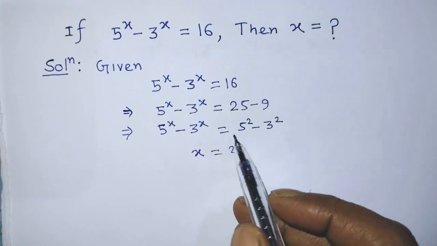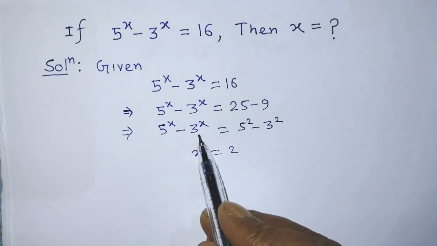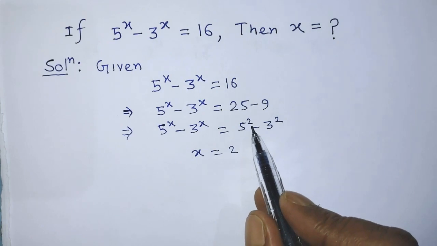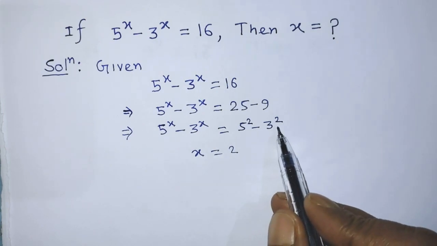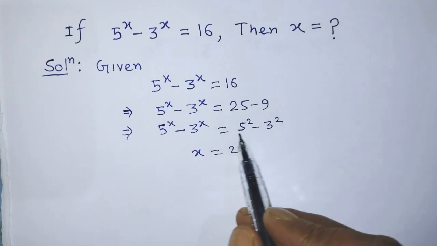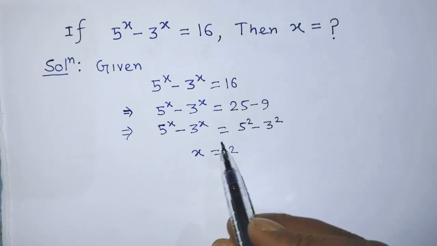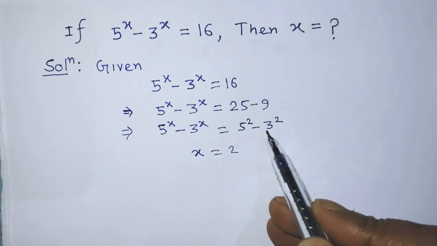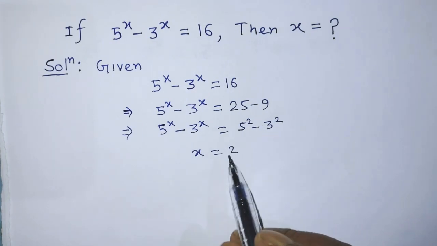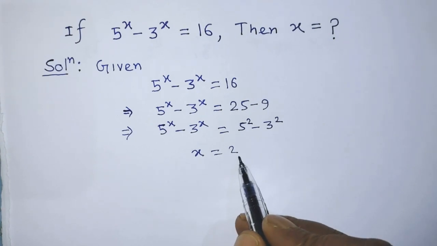So student, in this equation on the left hand side here is 5 to the power x minus 3 to the power x, and on the right hand side here is 5 to the power 2 minus 3 to the power 2. In this equation on both sides the bases are the same, but in the place of power, here is x and on the right hand side here is 2. So after comparing both sides of this equation we can write x is equal to 2.